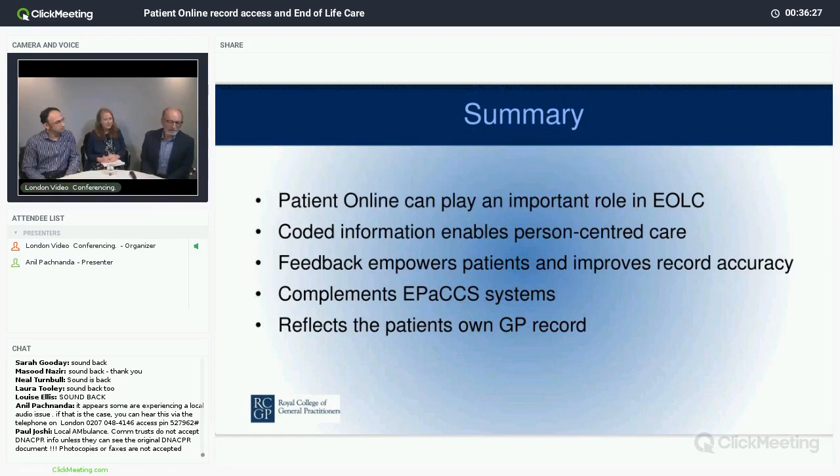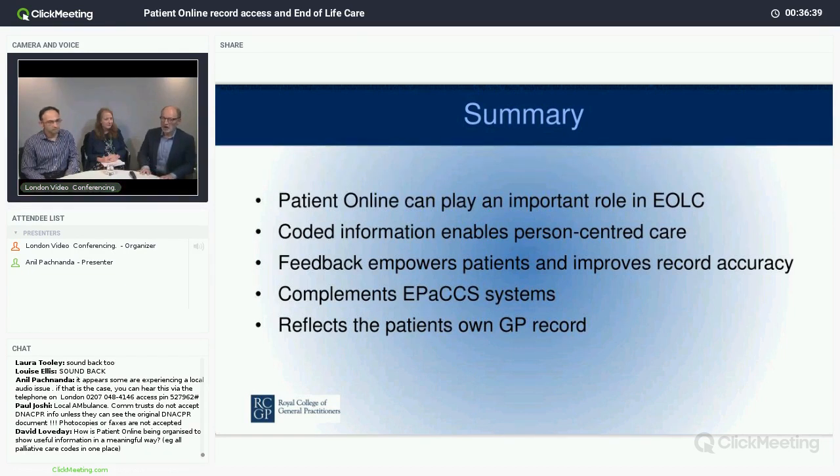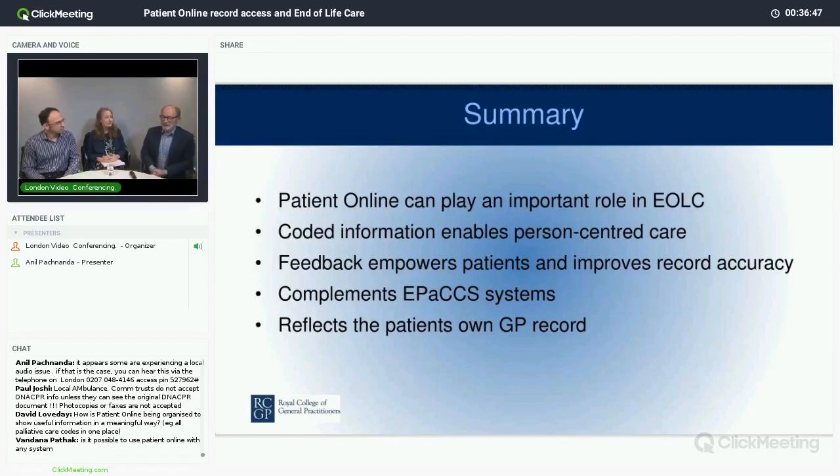The reasons for that, I think, don't matter too much, but of course, Patient Online will give you access. The patients access whatever system. All the GP system suppliers offer Patient Online services. So if you're a practice that is not using the system that the local health community links to EPaCCS, then you have a real alternative in using Patient Online.